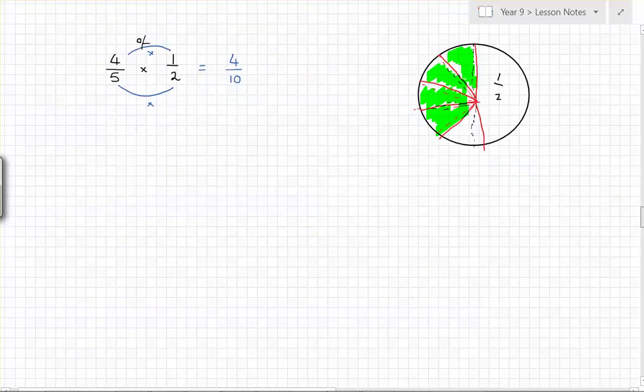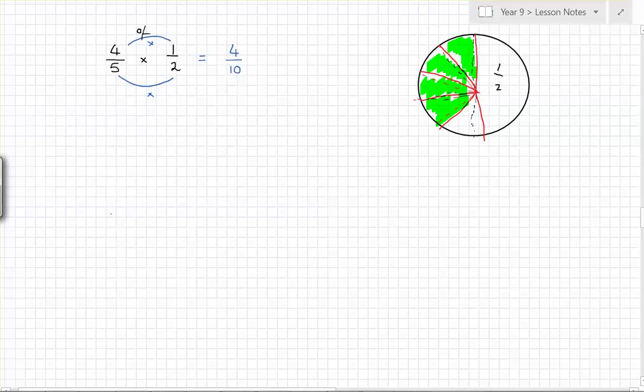Now, let's try and do one a little bit more difficult. So let's try 2/3 times 2/3. So what's your prediction? What do you think it's going to be?